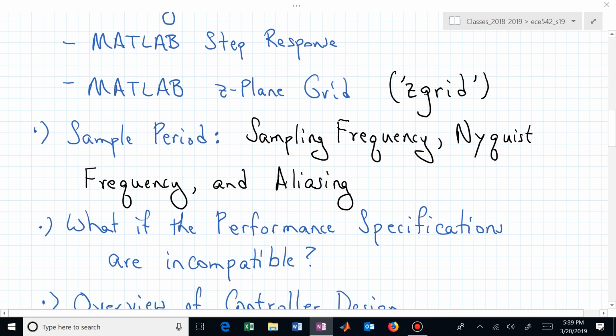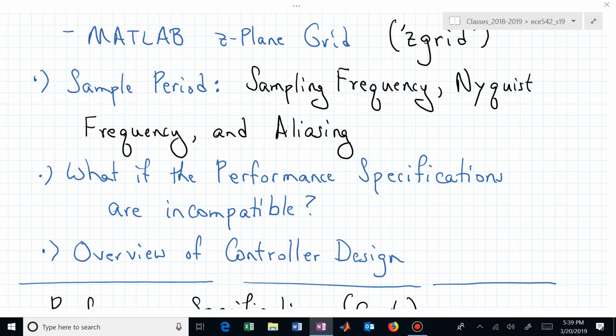We'll talk about sampling period and how that's connected to the Nyquist frequency and aliasing. What's going to happen if we do have aliasing, or what is aliasing? What if the performance specifications are incompatible? What if this wedge is not compatible with my circle or with my heart? How do I resolve that incompatibility or that mismatch of constraints?